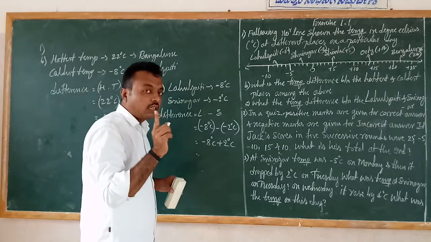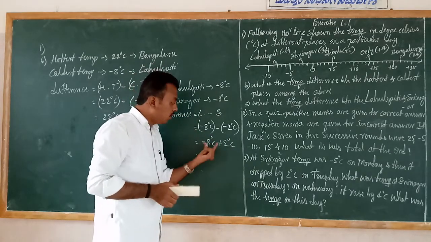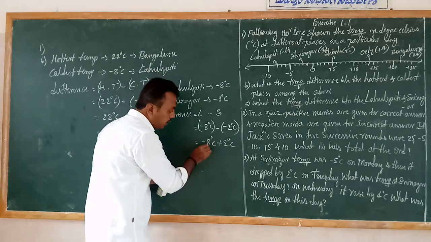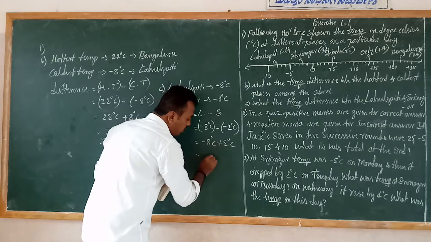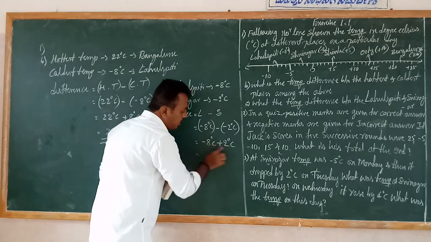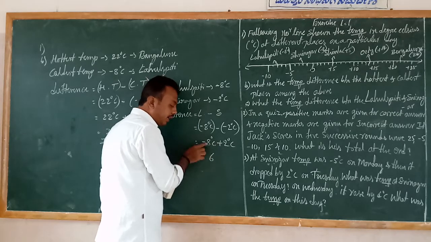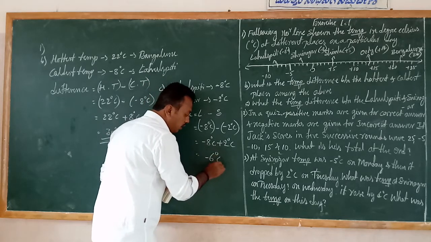So here minus is there, here plus is there. I taught in the last classes, what do we have to do when the signs are different? Correct, subtraction. First we have to subtract. 8 minus 2. What is the difference? 6. So 8 minus 2 is 6. What is the highest number? The biggest number is 8, and 8 has a negative sign. So minus 6 degrees Celsius.